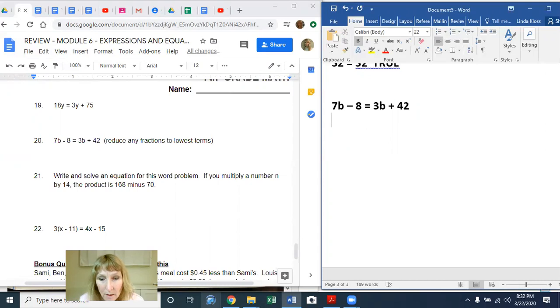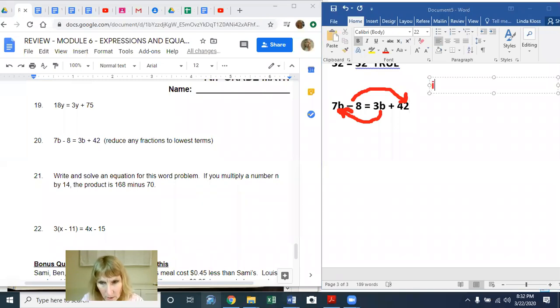And what do we do? Well, we have to get the constants together, and we have to get the variables together. How can we do that? Well, we have to use something called, come on, help me out here, inverse operations, the opposite. So I'll start with the constants.